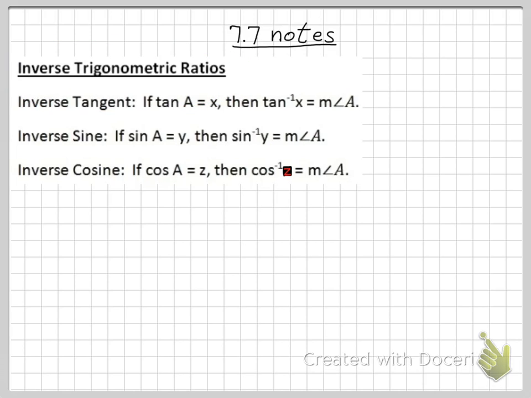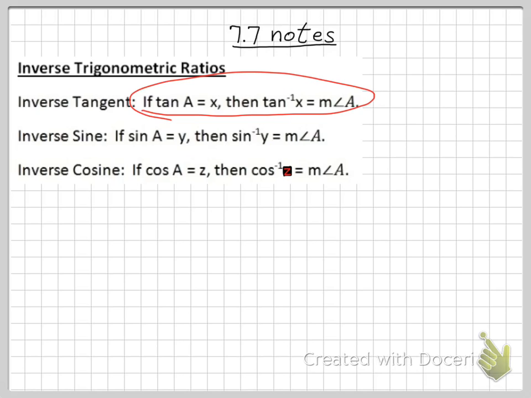So again, as I told you in a previous set of notes, we're going to learn 3 more buttons on your calculator today. Those three buttons are the inverse tangent, inverse sine, and inverse cosine buttons. Reading now, inverse tangent states that if the tangent of some angle A equals some number x, then the inverse tangent of x, and by the way, this is pronounced inverse tangent. We never say tan to the negative 1. If you see a tan with a superscript negative 1, you say inverse tangent.